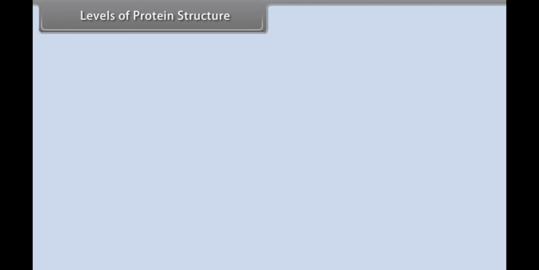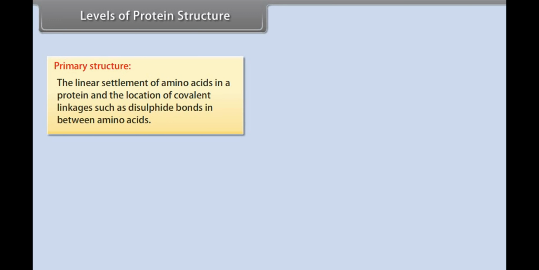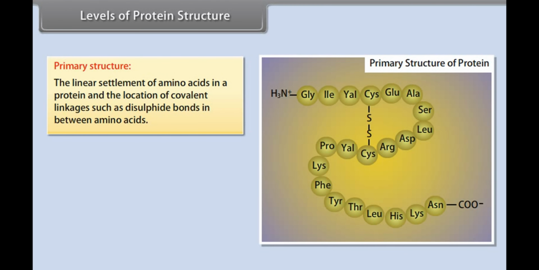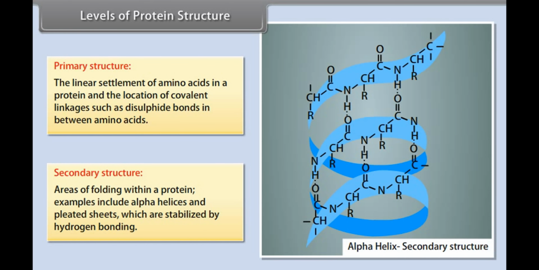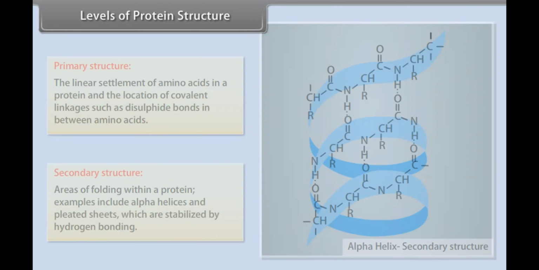Levels of protein structure. Primary structure. The linear sequence of amino acids in a protein and the location of covalent linkages such as disulfide bonds in between amino acids. Secondary structure. Areas of folding within a protein. Examples include alpha helices and pleated sheets, which are stabilized by hydrogen bonding.